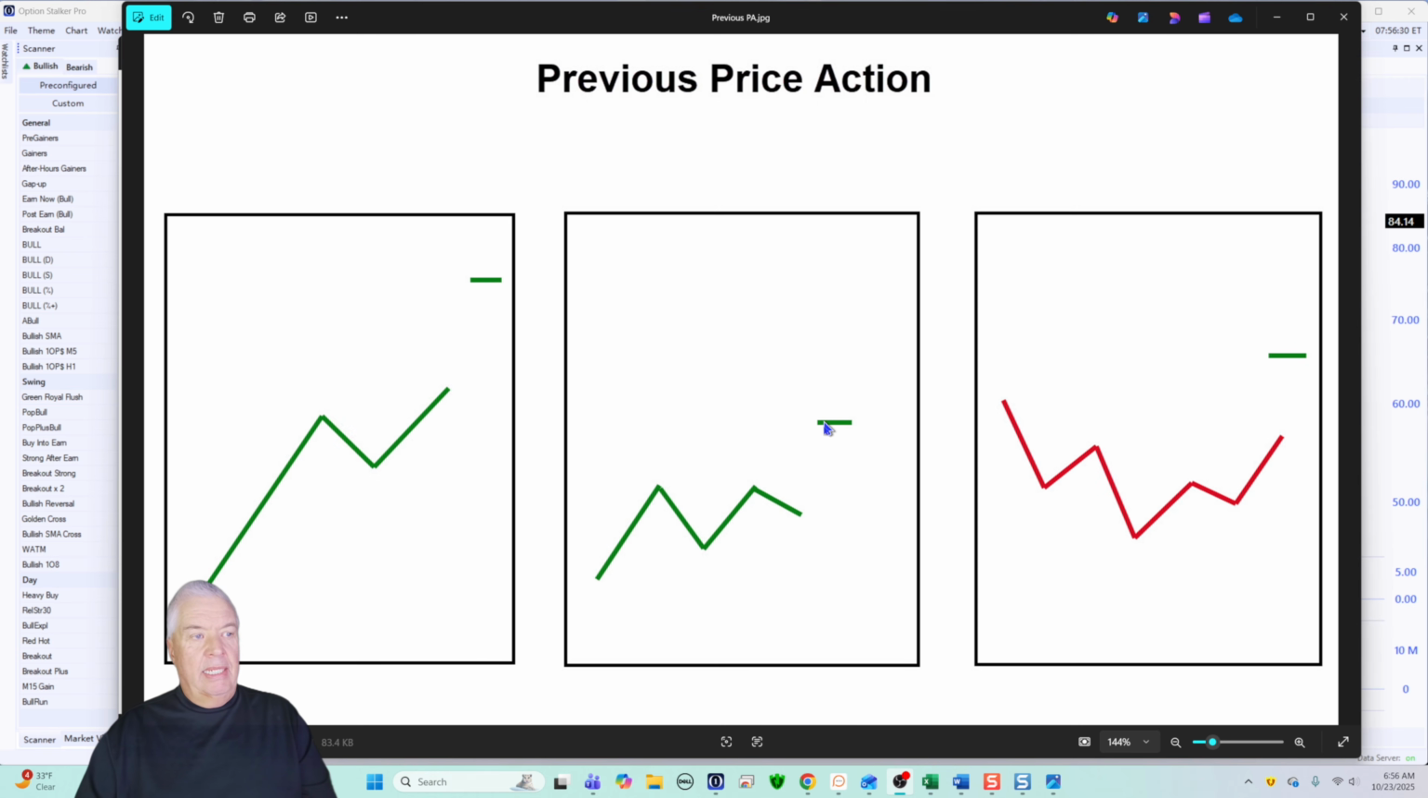And then we want to see this gap preserved. We don't want to come back too far into it. We want to continue to build and build and build. And since this stock has not run really, really hard previously, it's in a general uptrend. This is a nice little breakout, and these tend to hold.